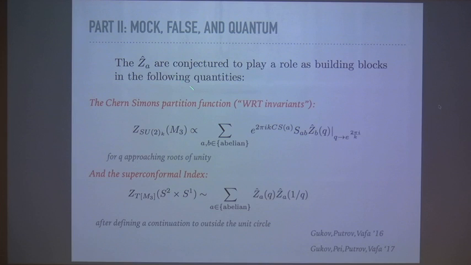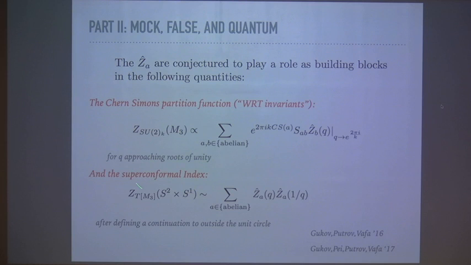Okay. So there are two important physical quantities that the ẑ were conjectured to play a role in as building blocks. The first is naturally associated to Chern-Simons theory on the three-dimensional manifold. And these people conjectured that the ẑ are building blocks of just the partition function of SU(2) Chern-Simons theory on the three-manifold M3 when you take this variable q to be e^{2πi/k}, and k is the effective coupling of the Chern-Simons theory. So the point to pay attention to is that in this quantity, one wants to evaluate these ẑ when q approaches a root of unity. And the second physical quantity that these ẑ are conjectured to play a role in is more naturally associated to the 3D N=2 theory.